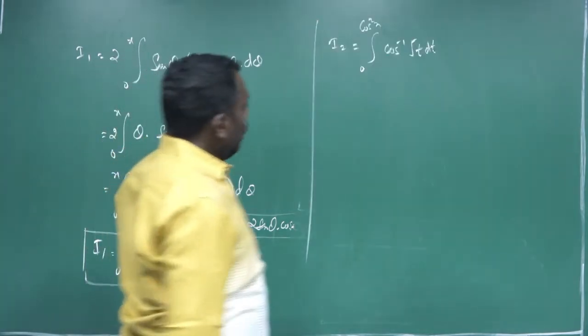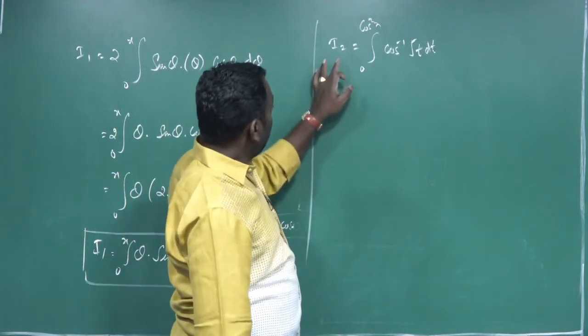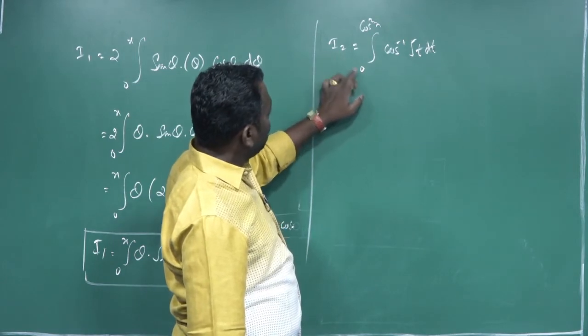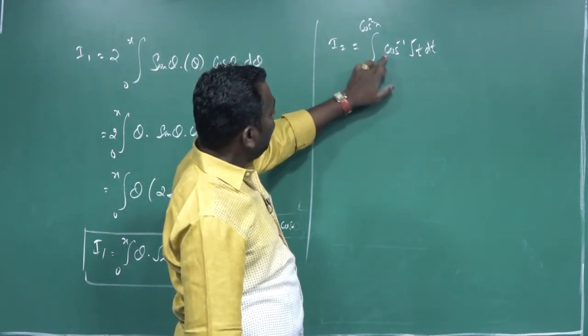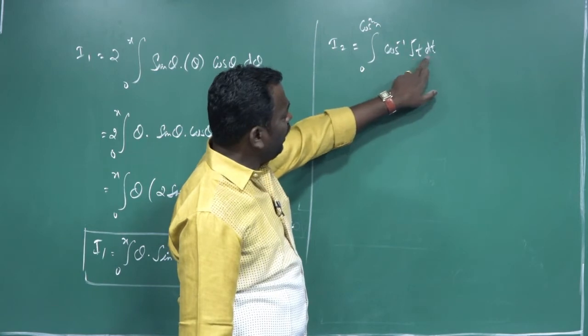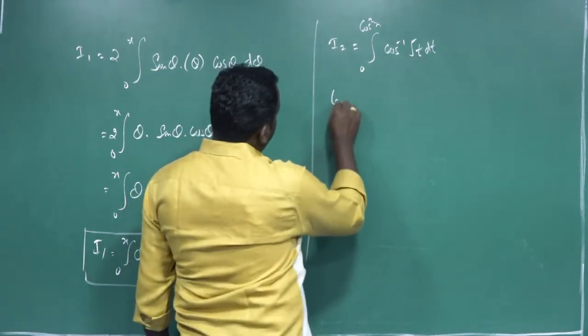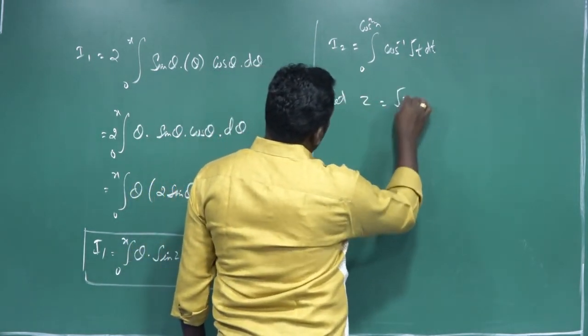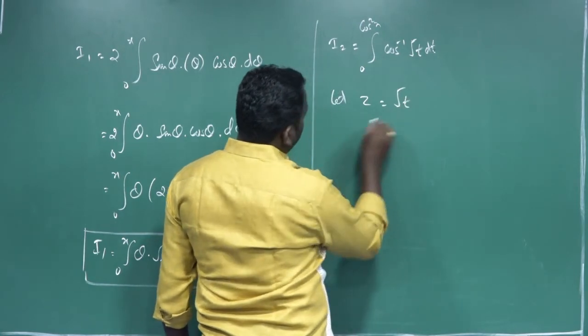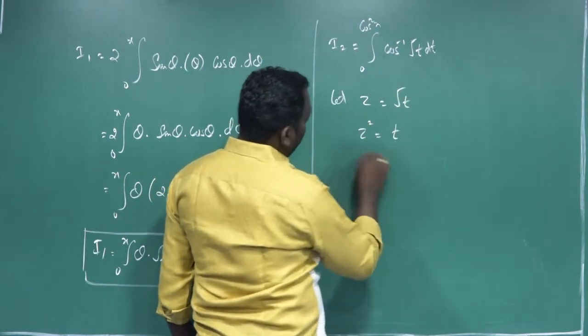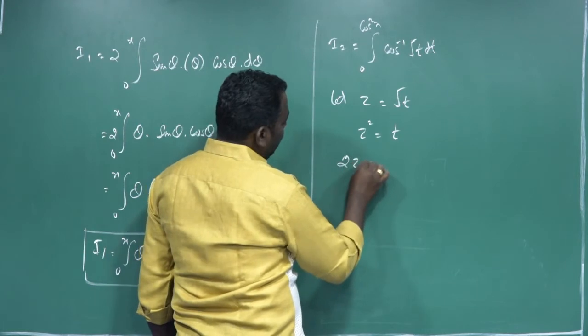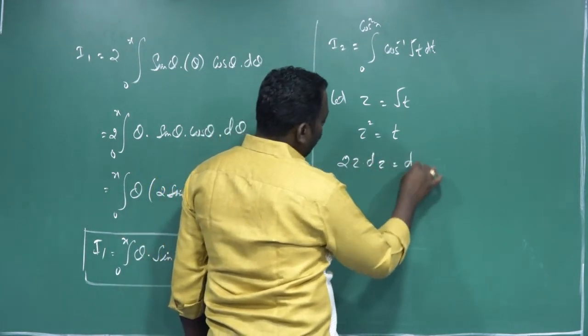I1. The next step, similarly consider I2. I2 is the integral from 0 to cos²x of cos inverse of root t dt. Again, let us consider z equal to root t. Now take the square: z² equals t. Differentiate: 2z dz equals dt.